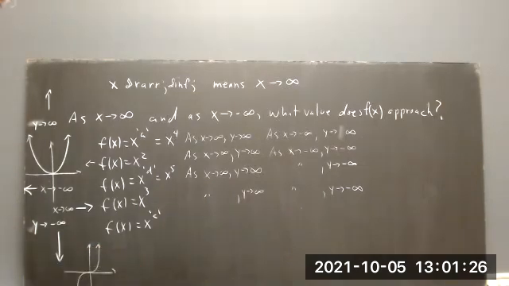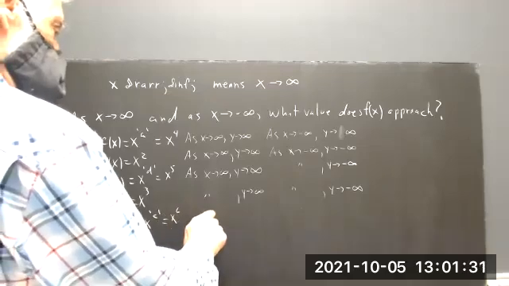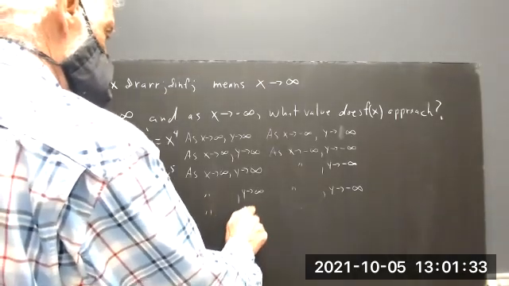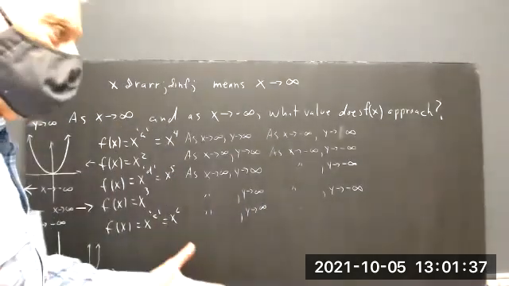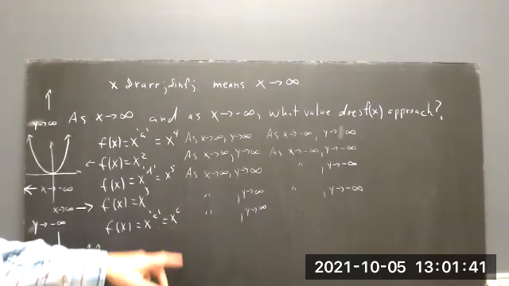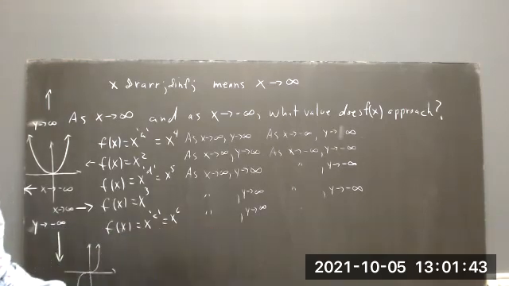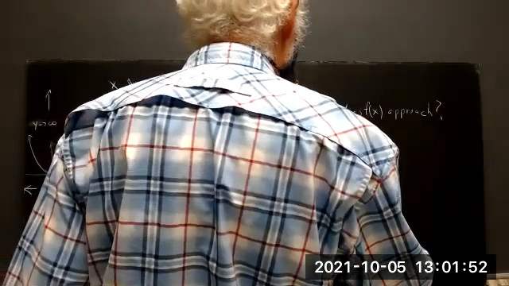And then x to the sixth. It should be obvious that as x goes to infinity, y goes to infinity. And as x goes to negative infinity, you're taking the sixth power of a big negative number. Now make sure you can understand that.